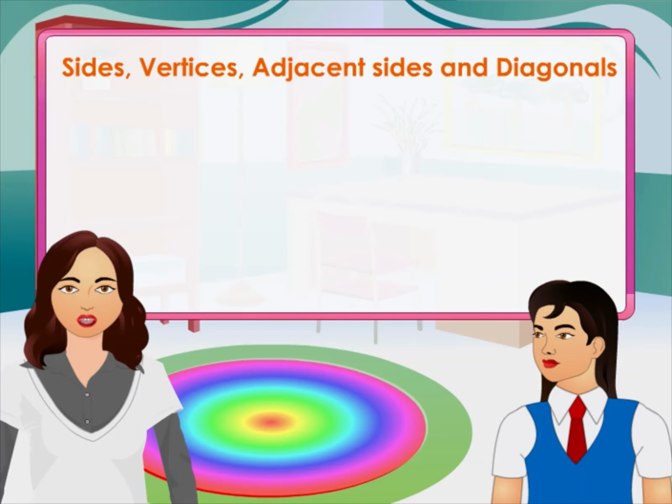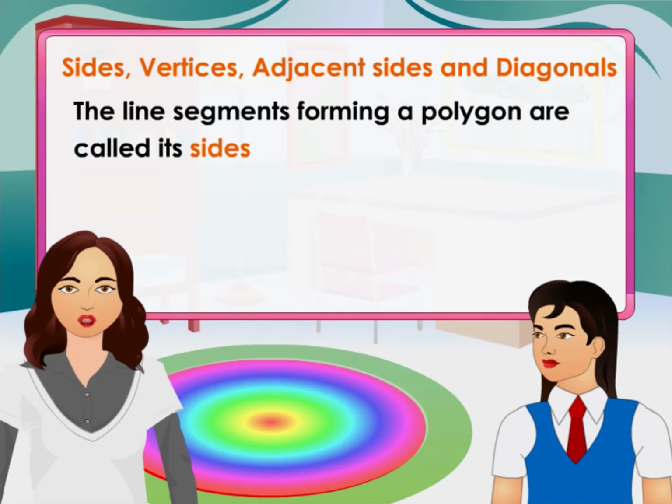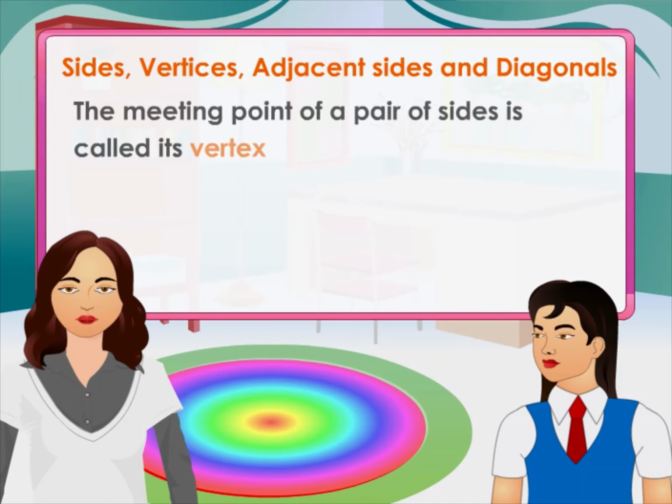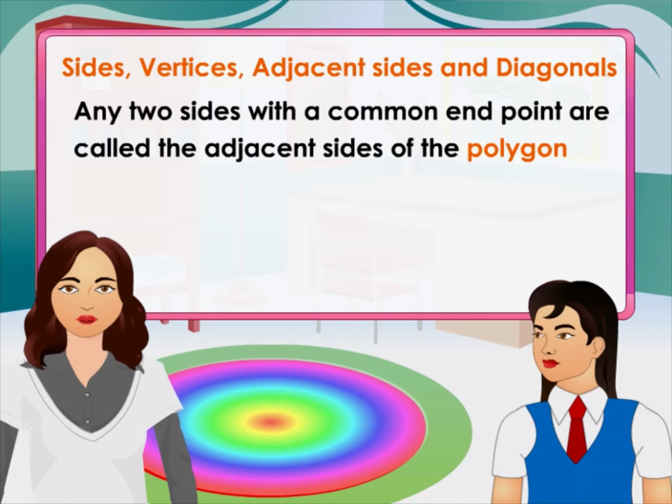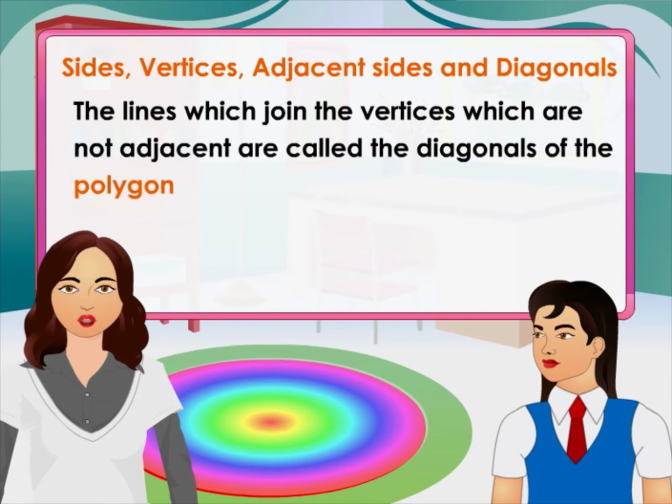Sides, vertices, adjacent sides, and diagonals. The line segments forming a polygon are called its sides. The meeting point of a pair of sides is called its vertex. Any two sides with a common end point are called the adjacent sides of the polygon. The lines which join the vertices which are not adjacent are called the diagonals of the polygon.